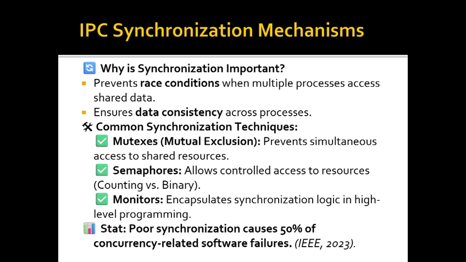There are basically three common synchronization techniques. One is the mutex, popularly known as mutual exclusion. It prevents simultaneous access to a shared resource. Semaphores allow controlled access to resources, like counting and binary semaphores. Monitors encapsulate the synchronization logic in high-level programming.